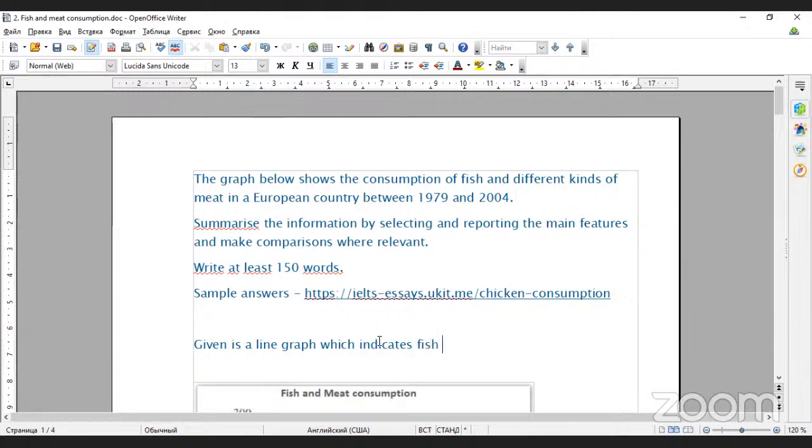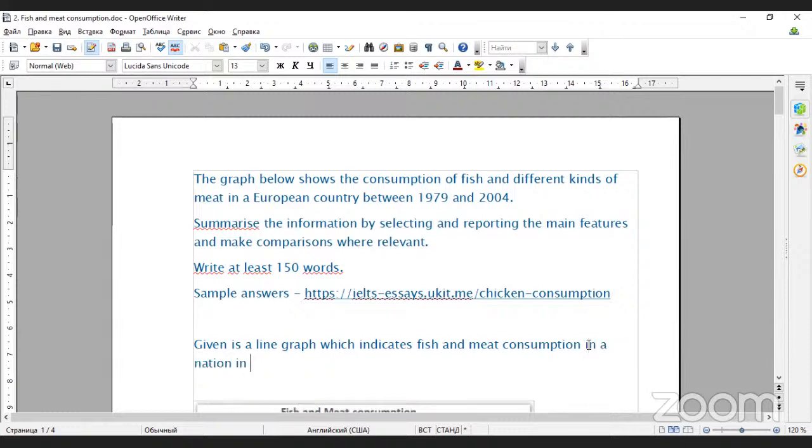fish and meat consumption, or the amount of fish and different kinds of meat which were consumed. Please don't write different kinds of meat consumption. You cannot use kinds in plural as an adjective. So that's why fish and meat, you just need to put away this different kinds. Fish and meat consumption in a nation in Europe over a 25-year period commencing in 1979. Okay.